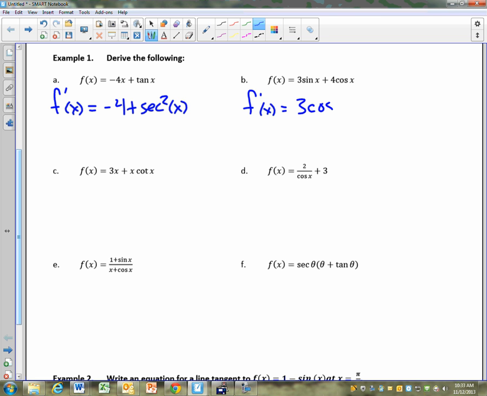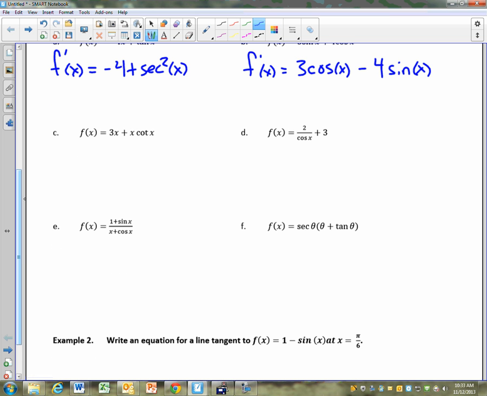Three cosine of x. Well, we'll get to some more difficult ones, so. Okay, so we have 3. Now, you got to be careful after that, everybody. Do you see the problem with this one?